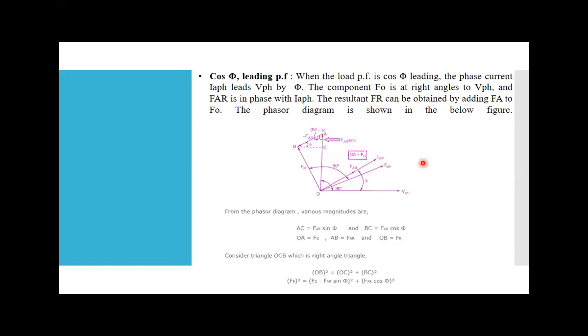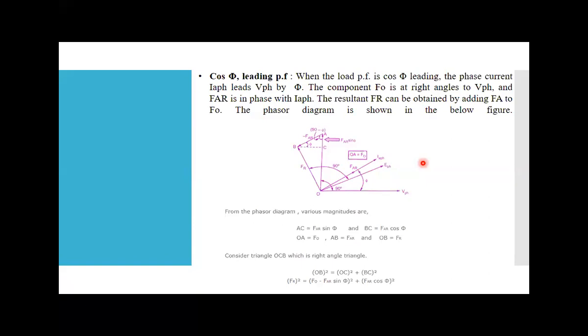Now again I have to do the vector sum to find the FR. My FR is in this direction. This is my FO. So I have to take the sum, so it is in the opposite direction. So now this is my resultant flux.